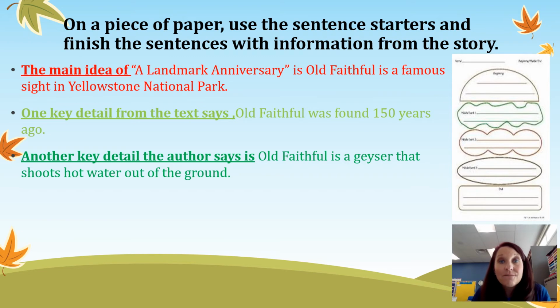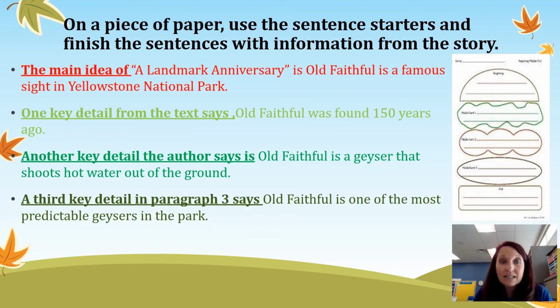So that gives me information about Old Faithful. And I could also say, or I should have added, how high the water shoots. And for my third key detail from the text, I chose to refer back to paragraph 3. My sentence says, a third key detail in paragraph 3 says, Old Faithful is one of the most predictable geysers in the park. Okay, so I have my main idea and my 3 key details.